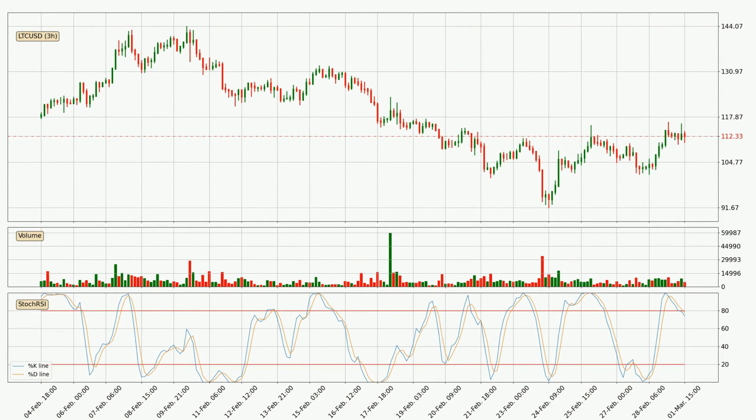Looking at the 3-hourly stochastic RSI, the stochastic RSI currently shows no overbought or oversold conditions, but we can see that the trend is currently going down because the K line is below the D line.